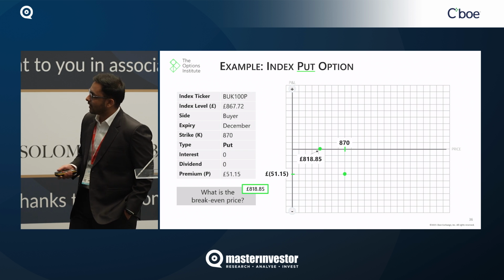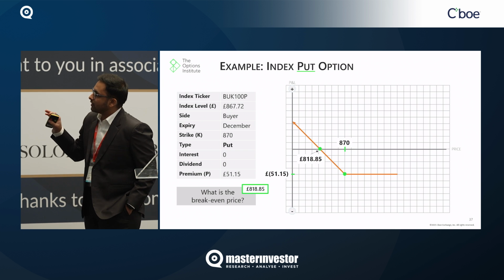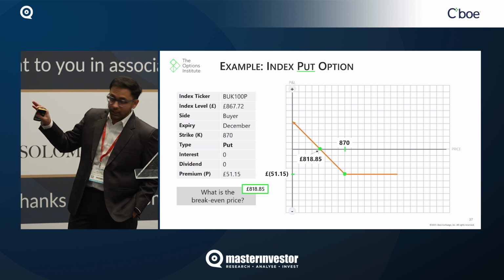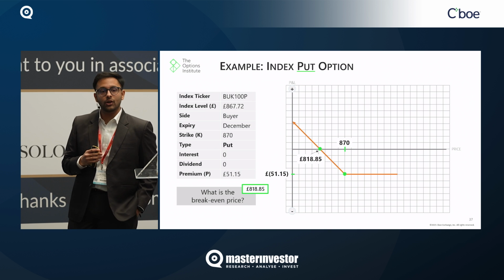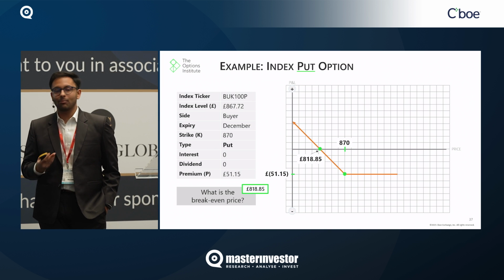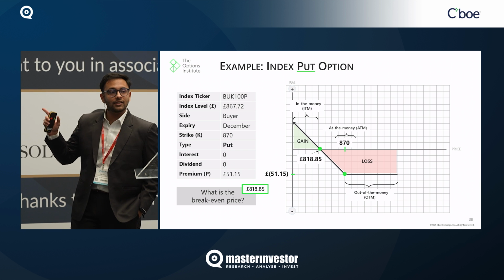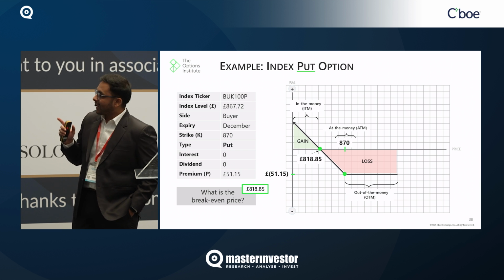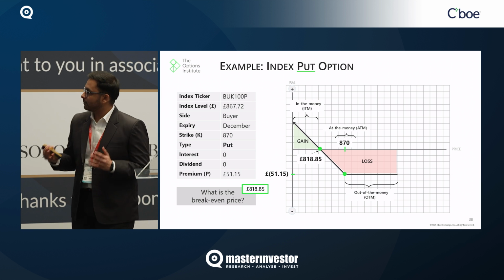Now, you connect the dots again. So as you can see, the line is pretty much flat up until the at the money point, which is 870. And once the index passes on lower, your option starts to make money. But once again, it's only once it crosses that break-even point that your option is net positive. So your portfolio is in the green, basically.